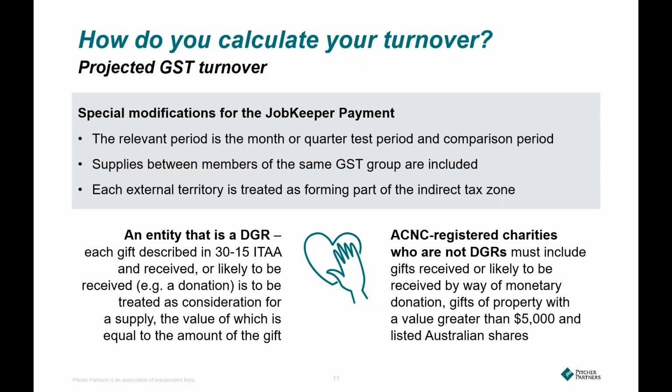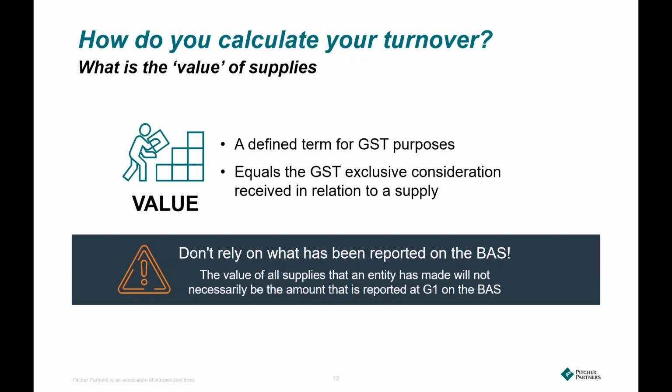Other registered charities that are not DGRs must also include gifts received or likely to be received by way of monetary donation, any gifts of property with a value greater than $5,000, and any listed Australian shares that are gifted to them. They all must be included within the relevant turnover for the purposes of calculating the decline in turnover test. So what is the value of supplies? As I said, it is a defined term for GST purposes, and it does equal the GST exclusive consideration received in relation to a supply.